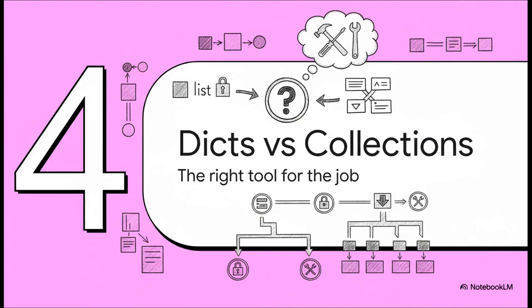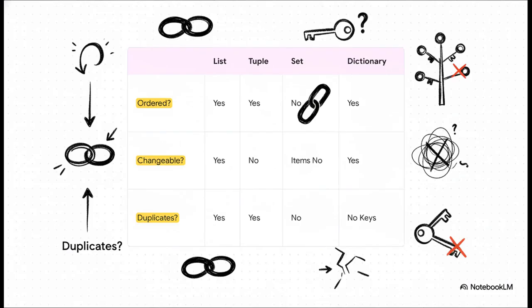Okay, so you might be wondering, Python already has lists and other ways to store things. Why do I need dictionaries? Well, it's all about choosing the right tool for the job. This table breaks it down nicely. You've got lists, which are ordered and changeable, tuples, which are ordered but you can't change them, sets, which are unordered and don't allow duplicates, and then you have our friend the dictionary, which is ordered, changeable, and doesn't allow duplicate keys. Each one is built for a different purpose.